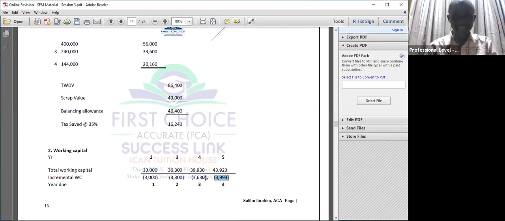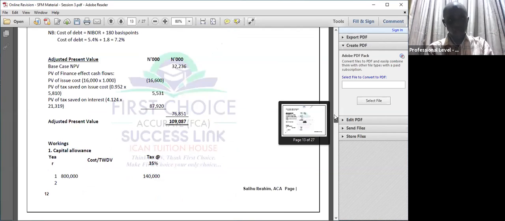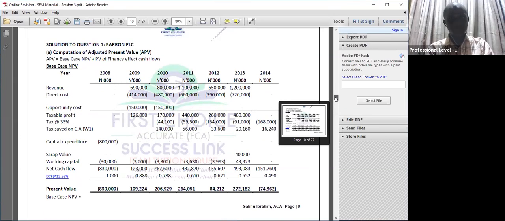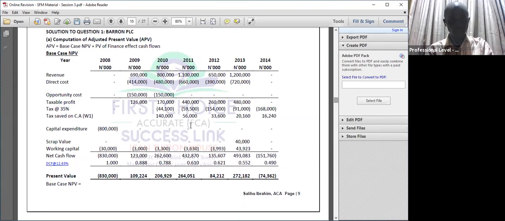Now, which year are they relevant? The one in year 1 will come in year 0. So the one in year 2 will come in year 1. The one in year 3 will come in year 2. The one in year 4 will come in year 3. And the one in year 5 will come in year 4. That is how we sort our working capital. So I will go there and put my working capital in the solution.